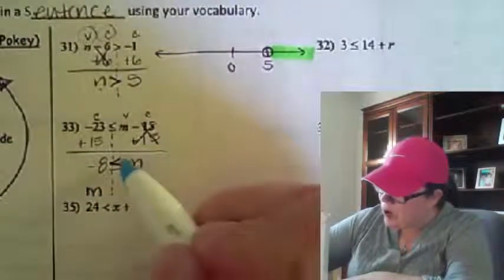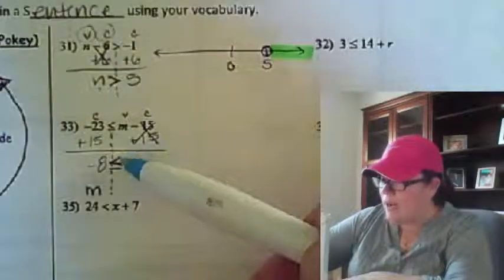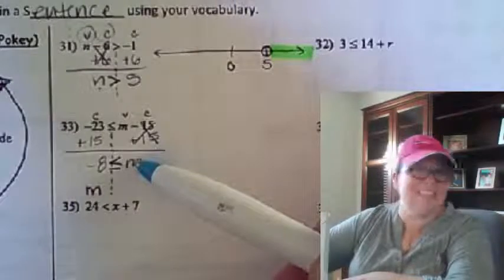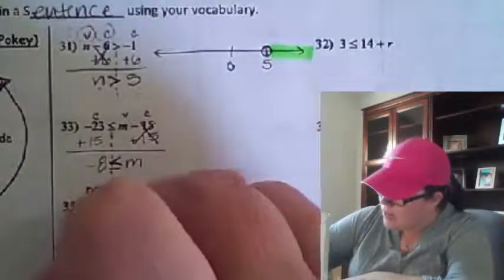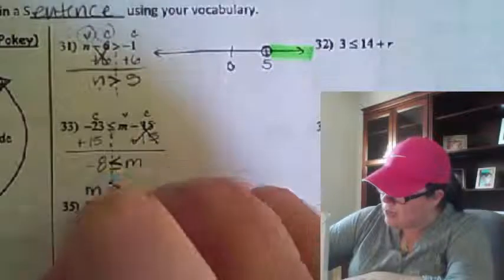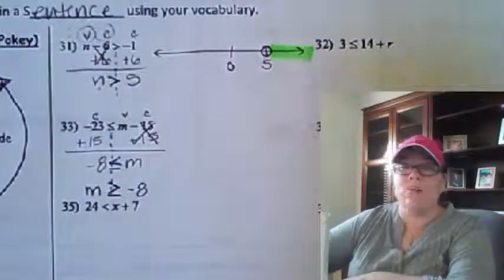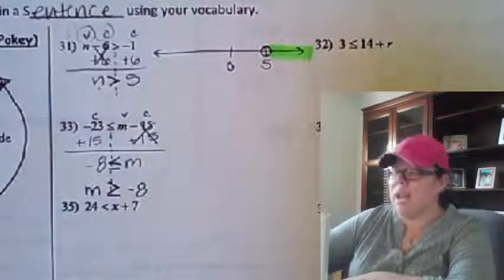Now my sign, when I started, the open side of my inequality was facing the variable, so I need to make sure that that's still the case. So the open side faces my variable. It does have an equal sign, and then -8. So I want all the m values greater than or equal to -8.